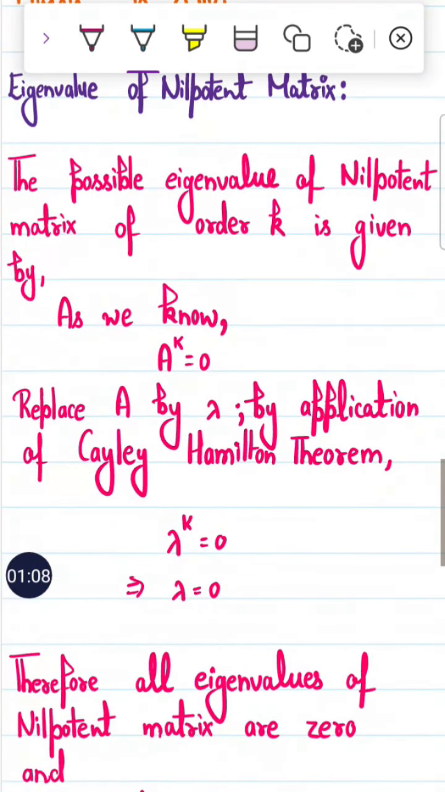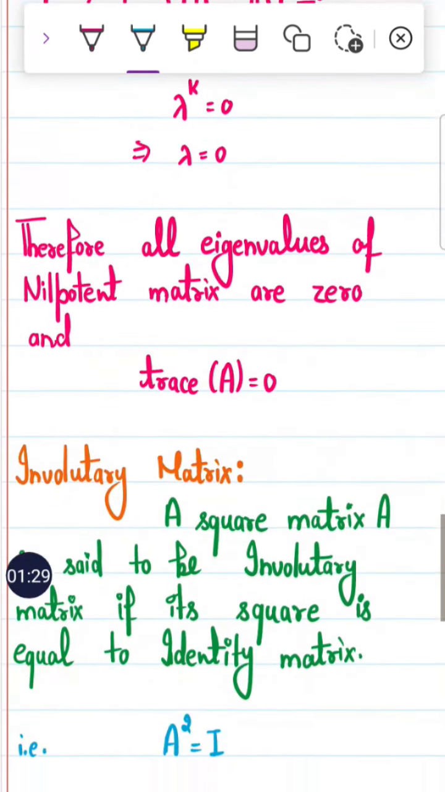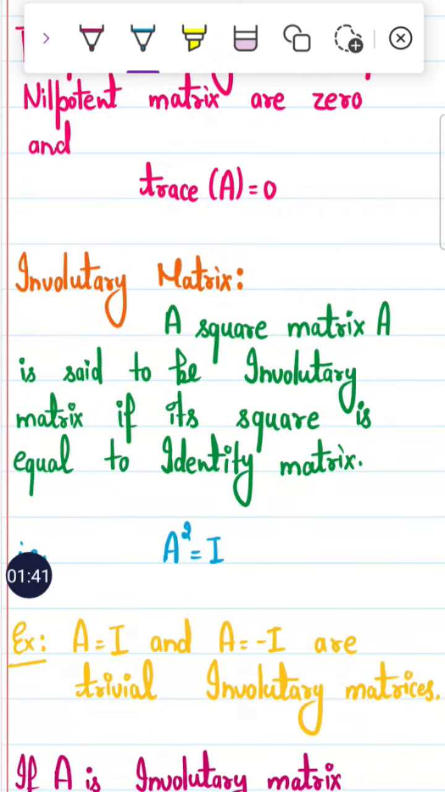Now how to find the eigenvalue of the nilpotent matrix? We have A to the power k equals 0. By replacing A by lambda, by application of the Cayley-Hamilton theorem, this implies that lambda to the power k is equal to 0. This implies lambda equals 0. So all the eigenvalues of a nilpotent matrix are 0. This implies that the trace of A is equal to 0, right? It also implies the determinant of A is equal to 0.